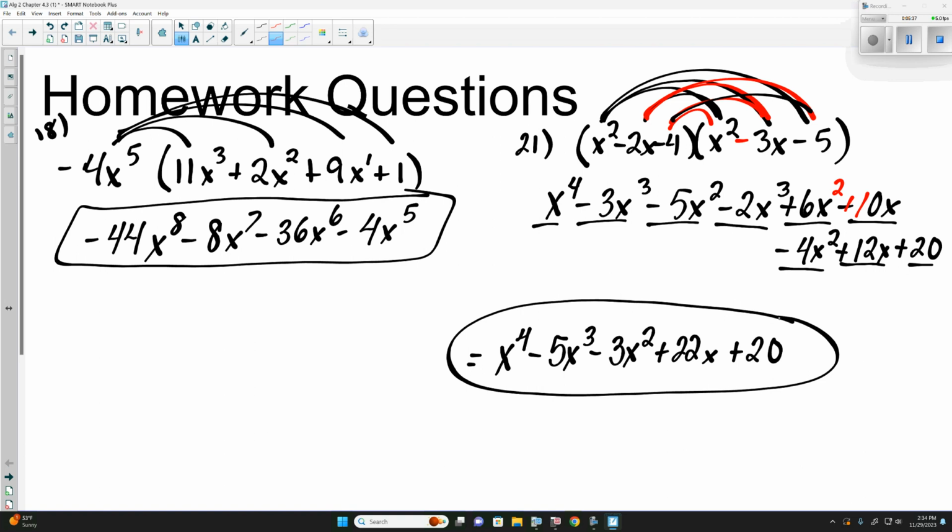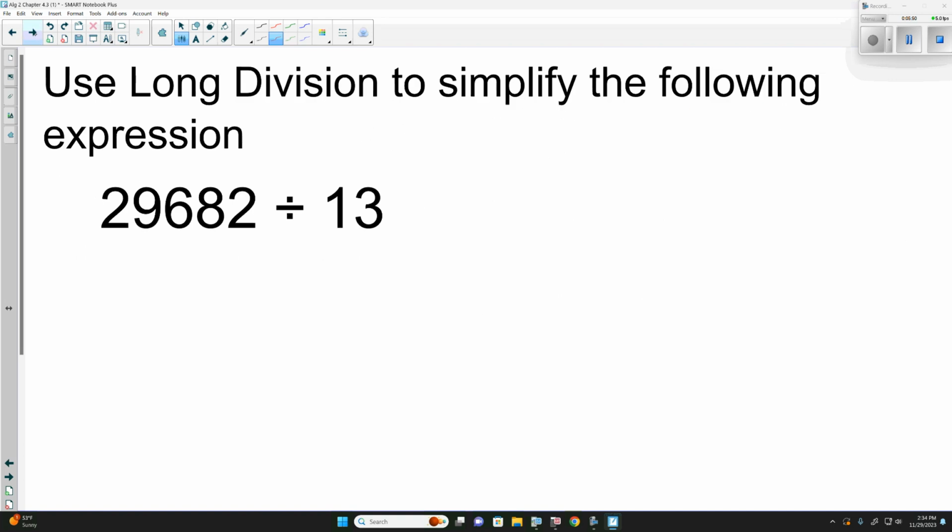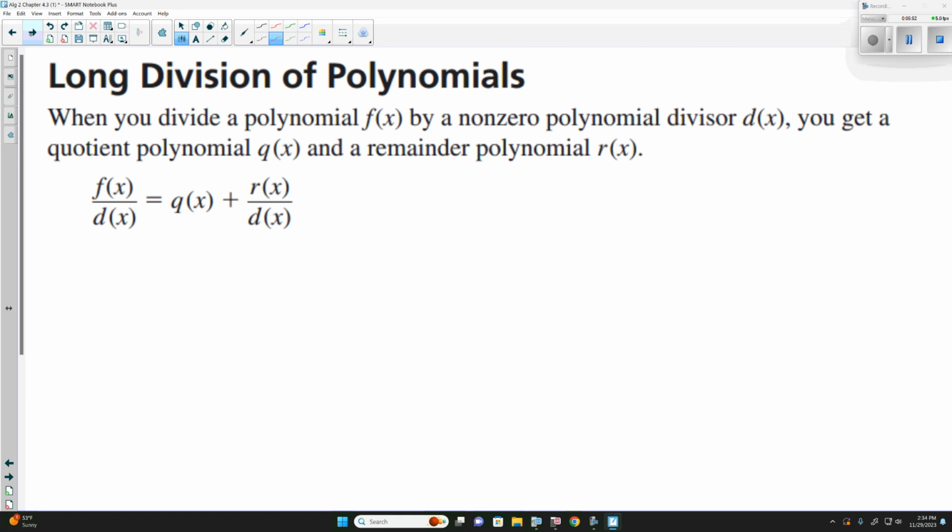So these were from yesterday. Yesterday we did addition, subtraction, and multiplication. The only operation we didn't do was division. And that's what we're going to be doing today. And there's 2 ways we can divide polynomial functions. One of them is by long division. And the other is synthetic division.